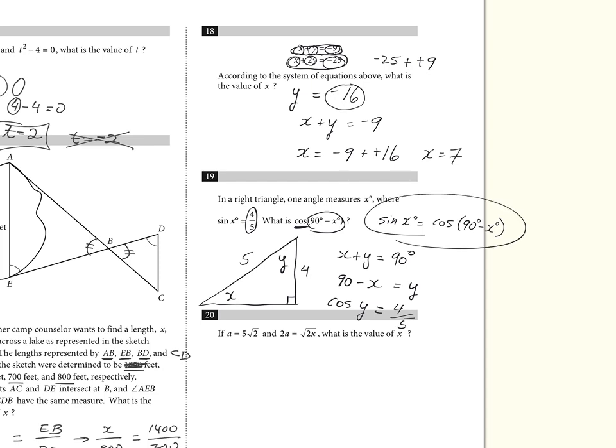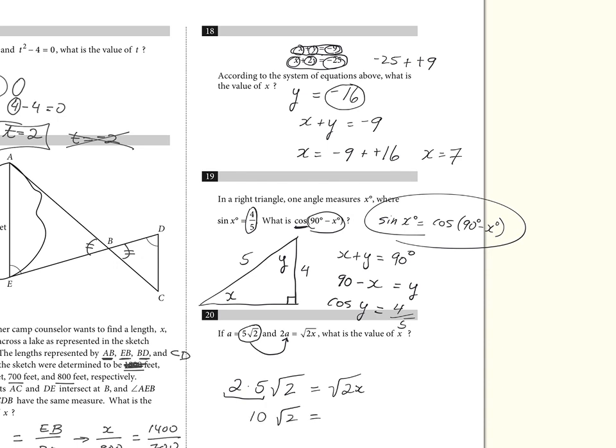And finally, number 20, if a is 5√2, we take the 5√2 and we plug it in right there for a, because that's what a is equal to. So when something is equal to something else, those two things can be interchanged at any time. 2 times 5√2 is equal to root 2x. And now we'll combine the 2 and the 5 to get 10√2.